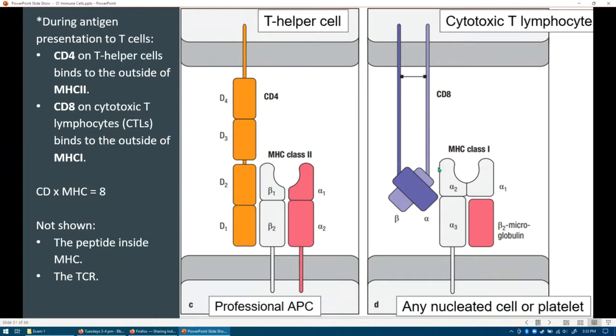CD8 binds to the outside of MHC class 1, and that helps to stabilize the TCR to MHC1 connection during recognition of peptide, of antigen. MHC1 is expressed on all nucleated cells and platelets. The only cell that doesn't express MHC1 is red blood cells. That's the only cell that doesn't have MHC1.